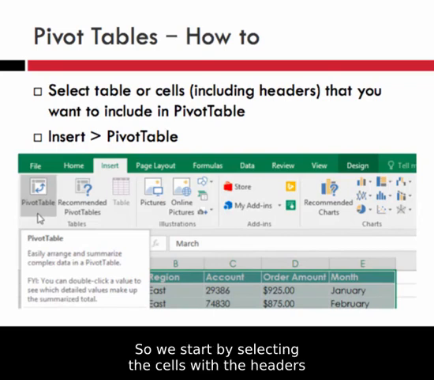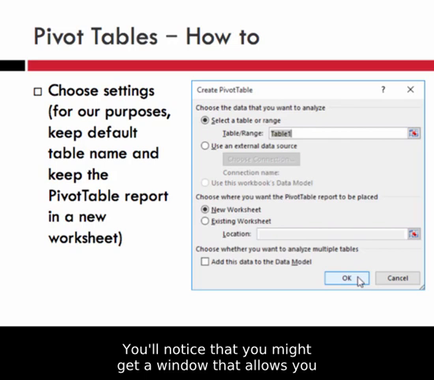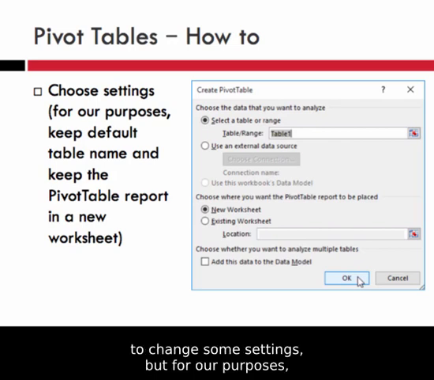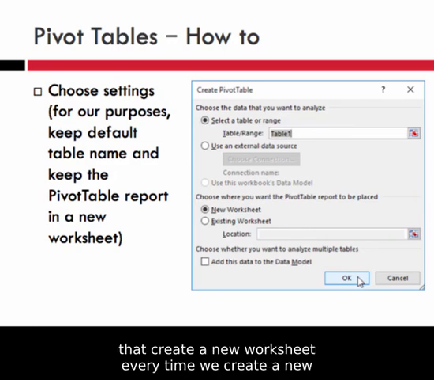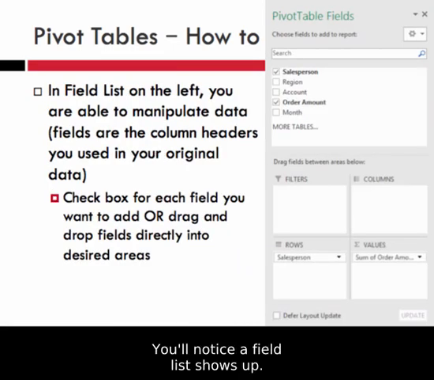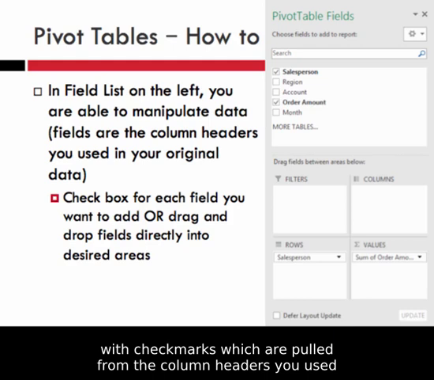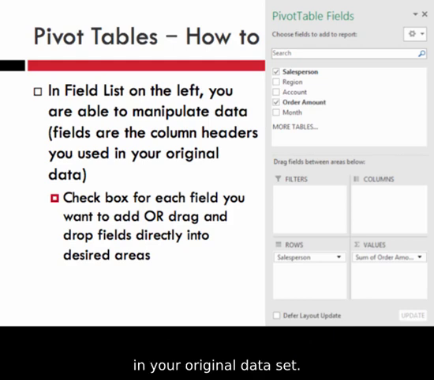So we start by selecting the cells with the headers that we want to include in our pivot table. Then go to the Insert tab and select Pivot Tables. You'll notice that you might get a window that allows you to change some settings, but for our purposes, we'll keep all the default settings that create a new worksheet every time we create a new pivot table. You'll notice a field list shows up. At the top of that window, you'll see all the fields with check marks, which are pulled from the column headers you used in your original dataset.